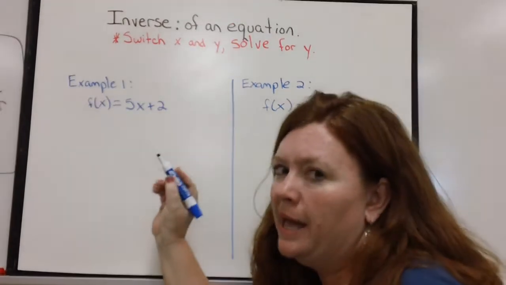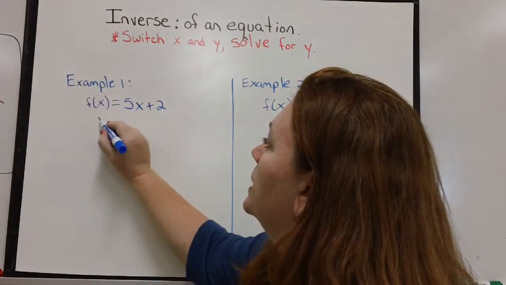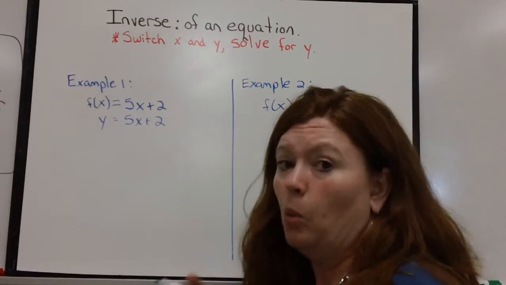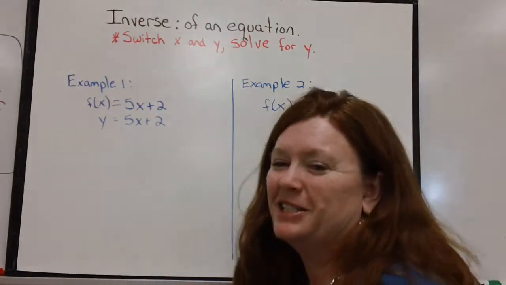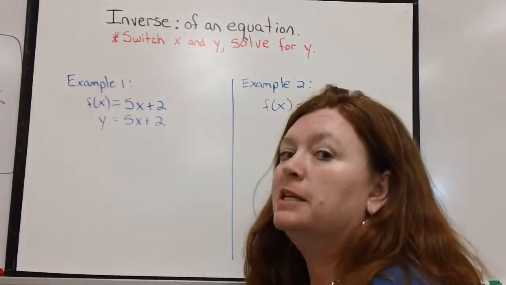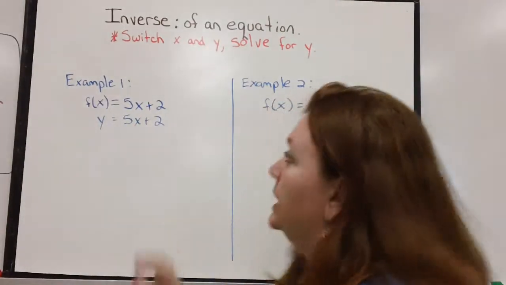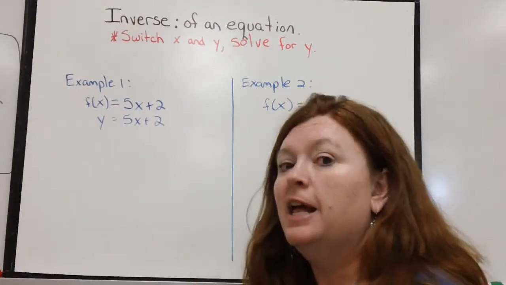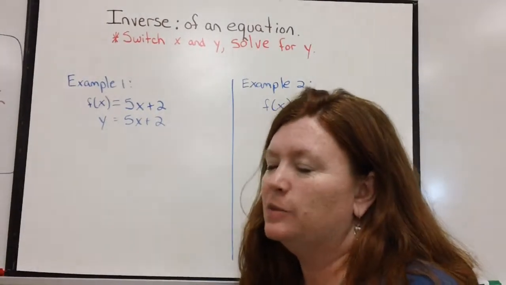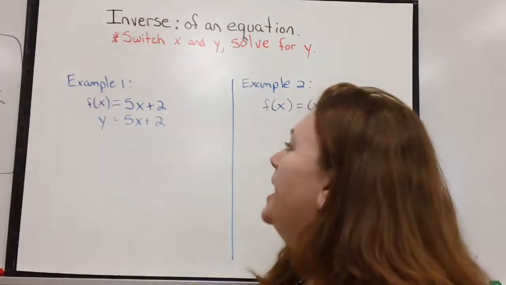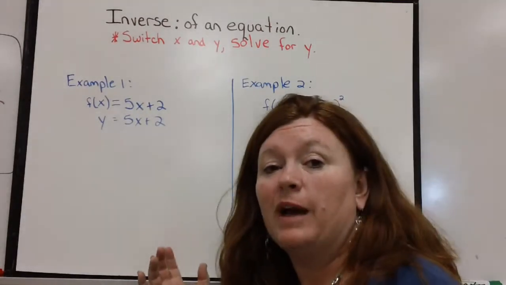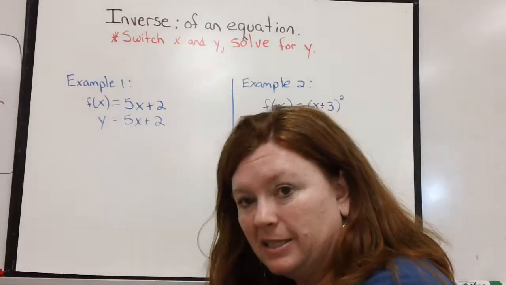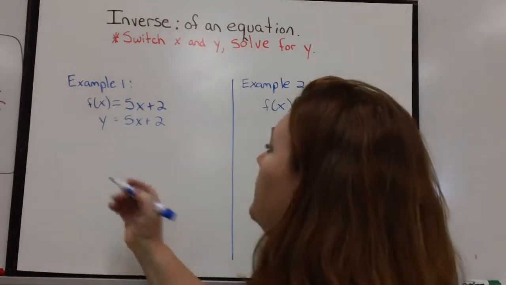Well, we know f of x is the exact same thing as y. So let me rewrite this equation as y equals 5x plus 2. The reason I did that is because the rule for finding the inverse is to switch x and y. That's a key phrase. Unless we're talking about matrices, which is a whole different kind of inverse, when we're talking about an equation or a graph, to find the inverse, you take your x and your y and you switch places.